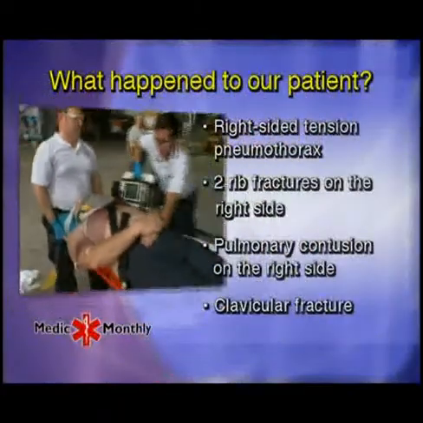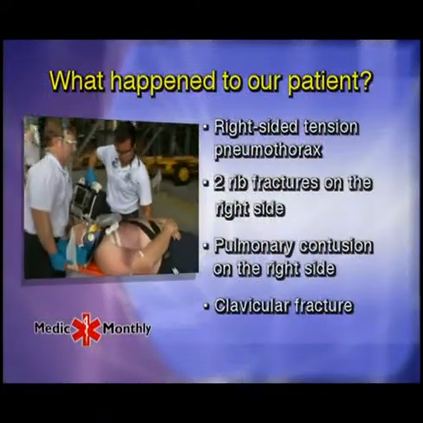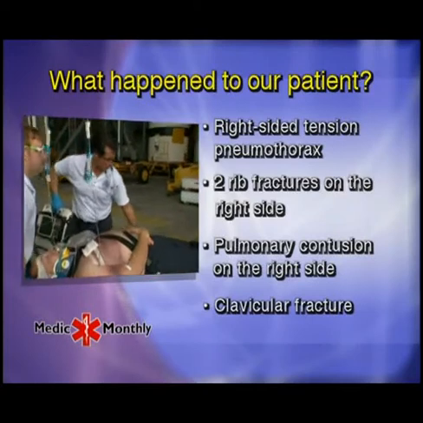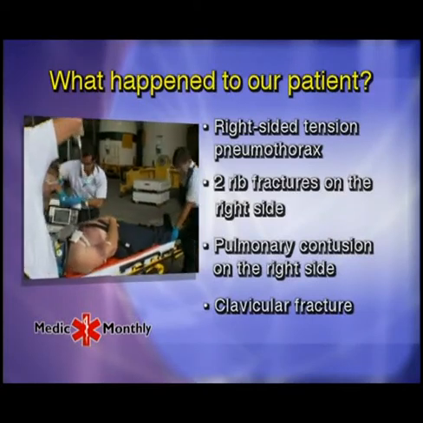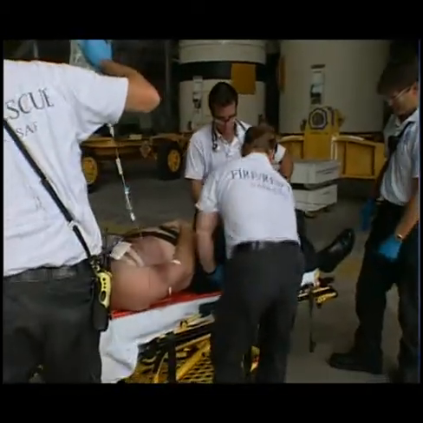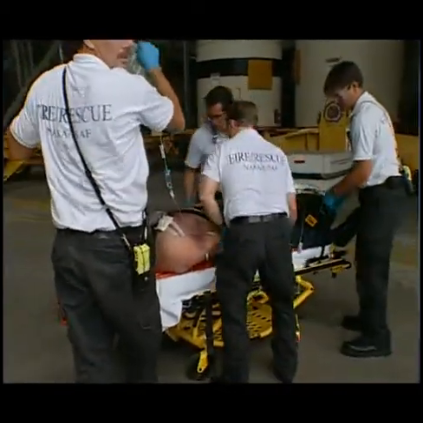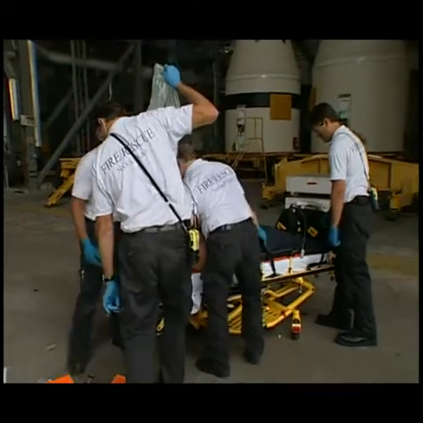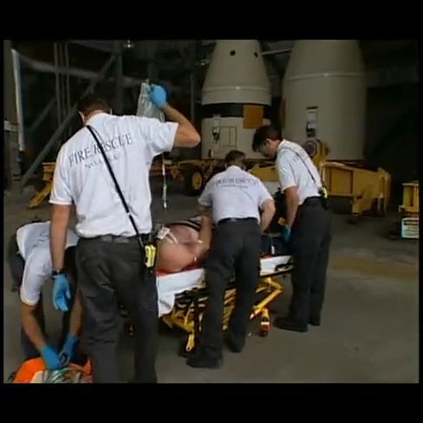What happened to our patient? Our patient had a right-sided tension pneumothorax, 2 right-sided rib fractures, a large pulmonary contusion on the right side, and a right-sided clavicular fracture. He was treated at the receiving trauma center with a right-sided chest tube, followed by a 7-day stay in the trauma ICU before being discharged home. The key to success in this case was that the lead paramedic identified that the patient had a tension pneumothorax as soon as it developed, and he treated it before the patient decompensated.